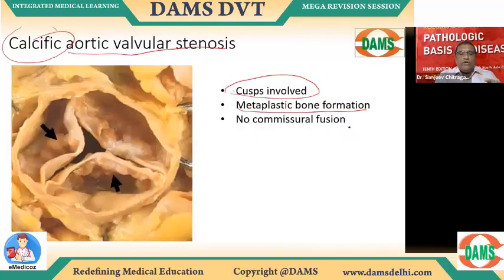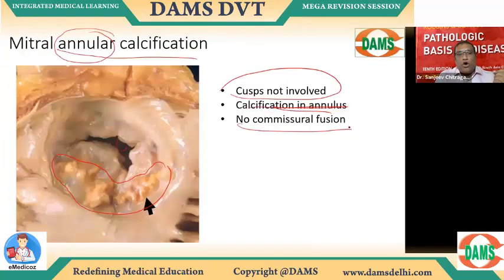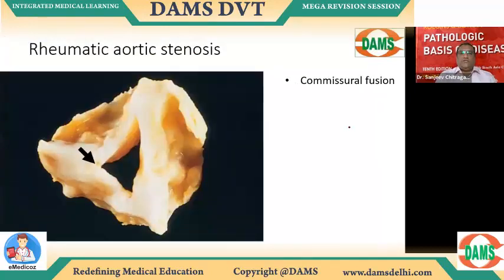In contrast, very important, in an exam they can give you either a calcific aortic valvular stenosis or a rheumatic stenosis. Rheumatic aortic stenosis, look at this, will show commissural fusion. This is because there is a lot of inflammation and there will be fibrosis. That is why, look at the commissures, they are fused here. Commissural fusion has happened, and that is how to differentiate between the rheumatic stenosis and the calcified aortic stenosis. So these were the three important slides expected from the valvular heart diseases.